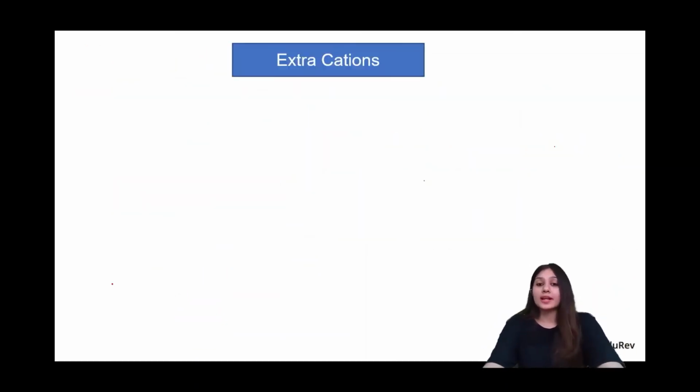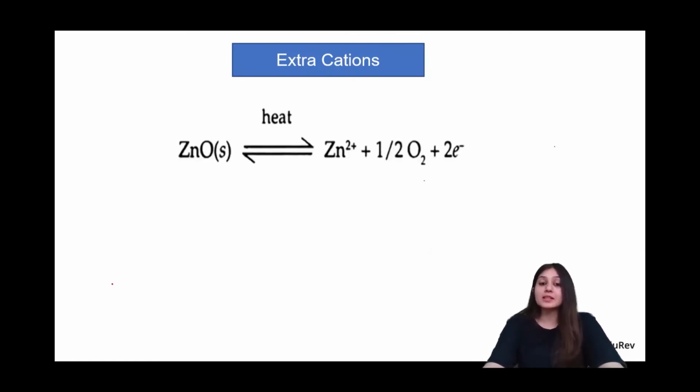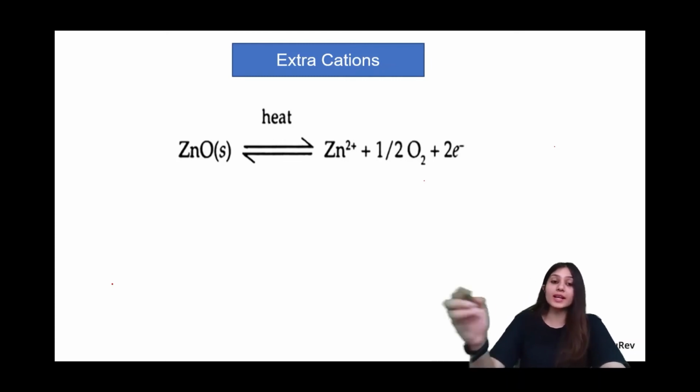Now let's have a look at what happens when there are extra cations. We have done the case where there is a smaller number of anions, with NaCl and F centers as the example. Now let's see what happens when there are extra cations, okay. The most important example is zinc oxide heating. When zinc oxide, which is white in color, is heated, it becomes yellow, okay.